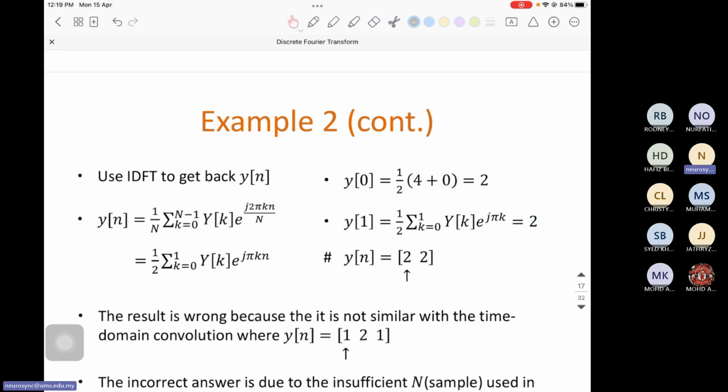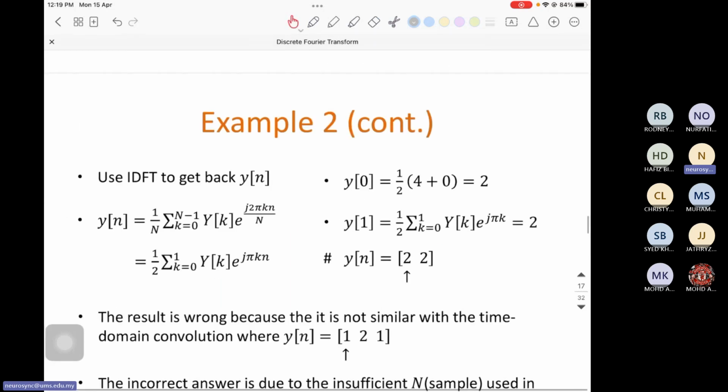Okay. This is 2, 2 here. So using frequency domain, what are we getting here? 2, 2. But if we do the convolution, if we calculate the y of n using time domain, in that case, what will you get here? You will get this output.